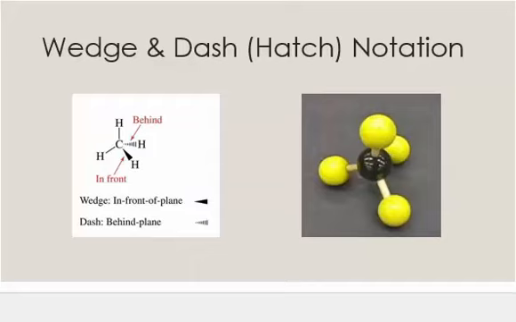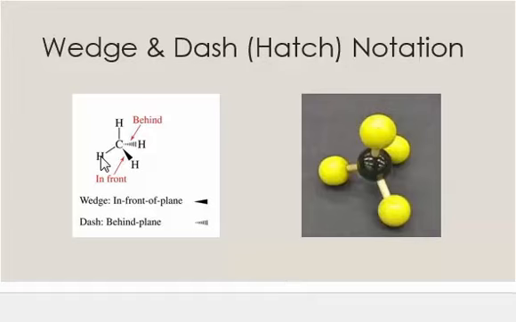The tetrahedral shape extends into 3 dimensions, and chemists use the wedge and dash or hatch notation to better illustrate this 3-dimensionality in the 2 dimensions of a page or computer screen. Of the 4 atoms that are bonded to carbon in a tetrahedral arrangement, 2 are in the same plane. The atoms that are in the same plane have bonds which are drawn with solid lines.